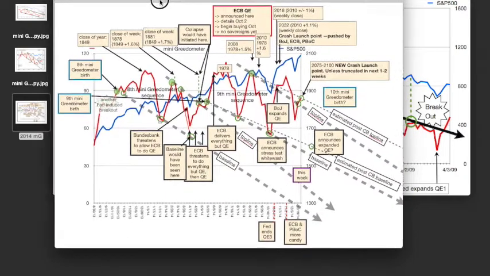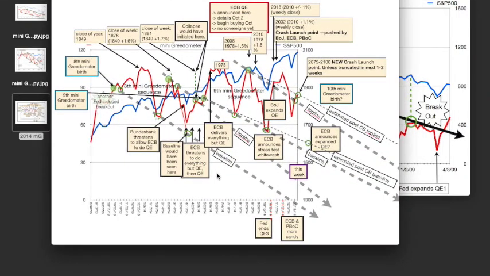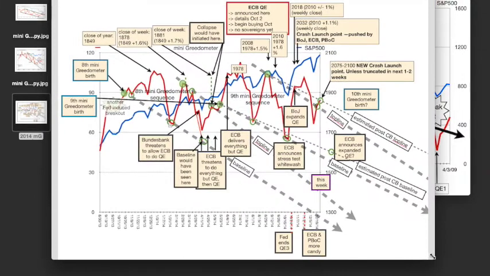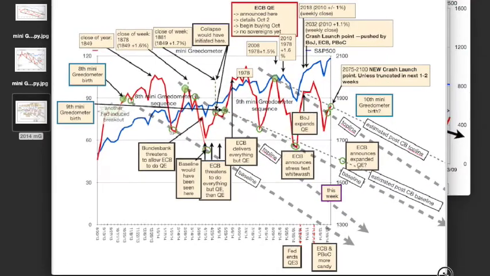Let's look at 2014. There were two mini Greedometer sequences in 2014, basically the first half of the year and the second half of the year. And I should remind viewers or listeners that every Greedometer and mini Greedometer sequence has ultimately been truncated or stopped by new central banker actions, not just the Fed, could also be the ECB, could be the People's Bank of China, the Bank of Japan, any of the key major central banks.